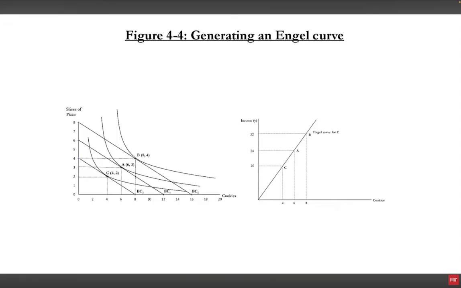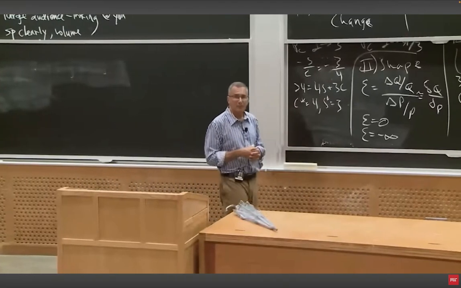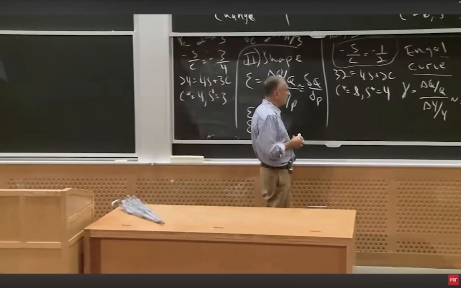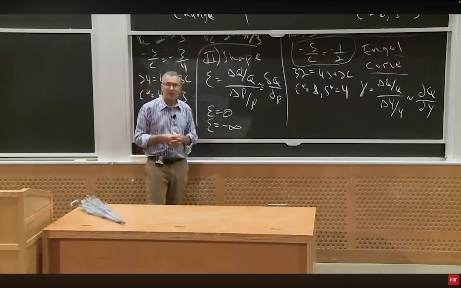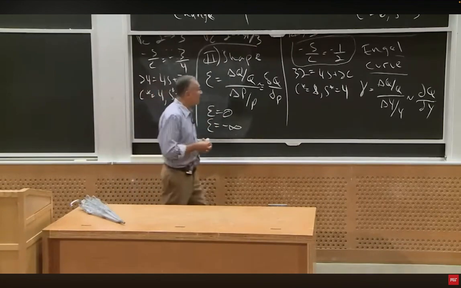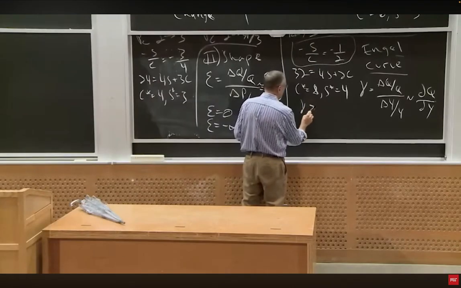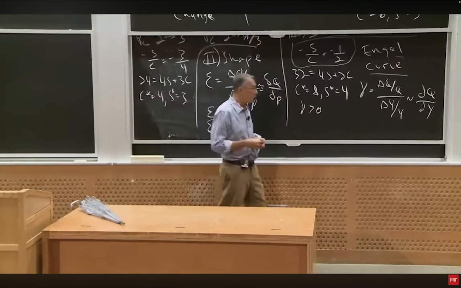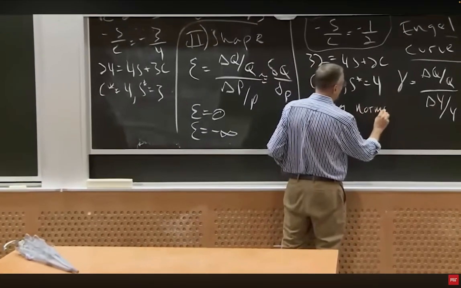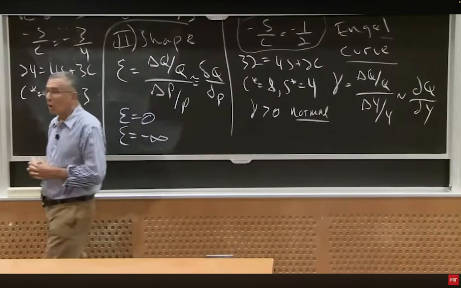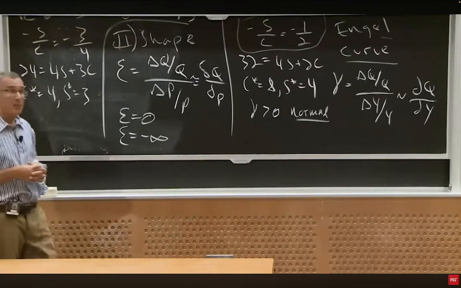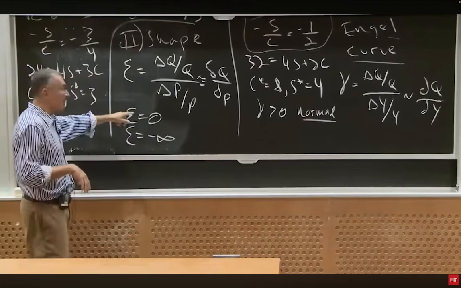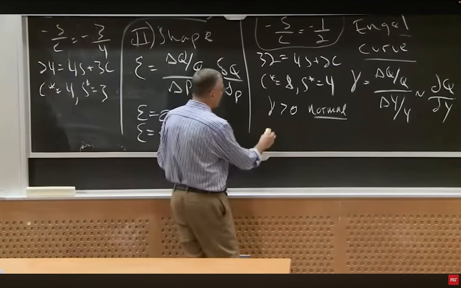We're going to come in a few minutes to why this is important, but let's talk about the properties of gamma. Gamma is much more interesting than epsilon. Epsilon is some negative number, 0 to minus infinity. Gamma can have a much larger range. In fact, gamma is usually greater than 0. When gamma is greater than 0, we call them normal goods. Normal goods are goods where gamma is greater than 0. But gamma does not have to be greater than 0. While epsilon has to be less than or equal to 0, gamma does not. Gamma could actually be less than 0.